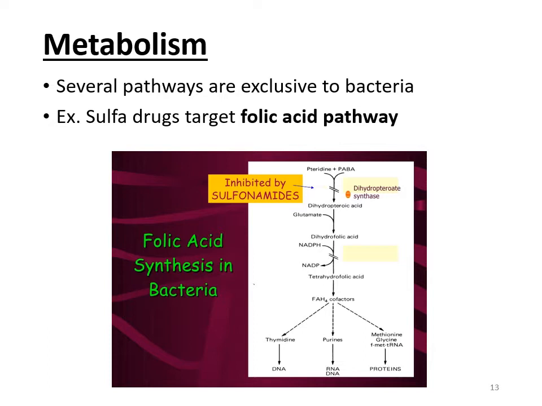Now, I just said that we need folic acid. So how is it that we can target the folic acid pathway and block production, but not hurt our patient? Well, where else can that patient get folic acid? Does the patient have to build folic acid? No, the patient can eat it, right? We can get it from our diet. We can get it from even pills.